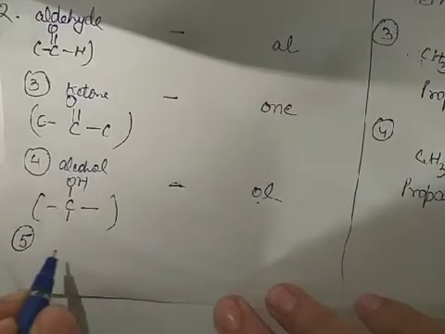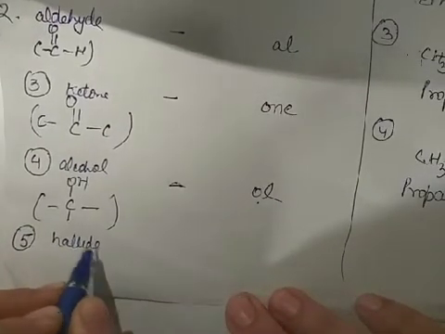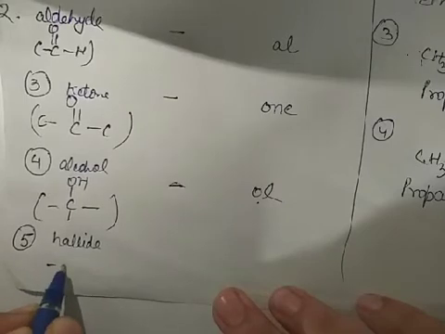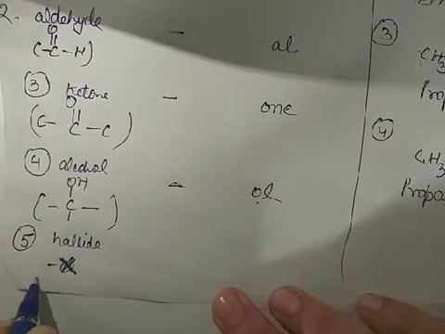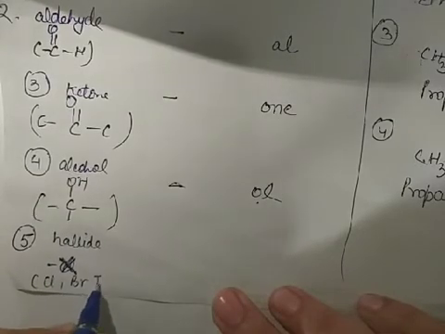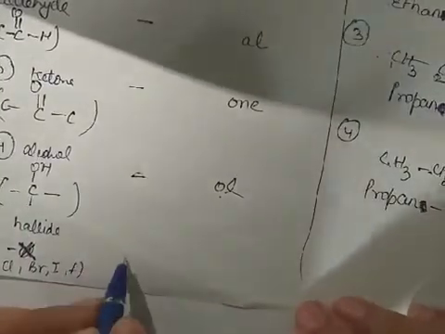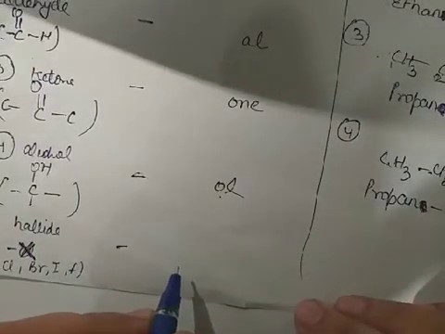Now 5th number. Number 5 is halide. Halide means halogens. Halogens means if carbon is bonded with any halogen, I'll denote it with X. And X means chlorine, bromine, iodine, fluorine. Right? So halides are always written as prefix. Halides always have their prefix. There is no suffix for halides.